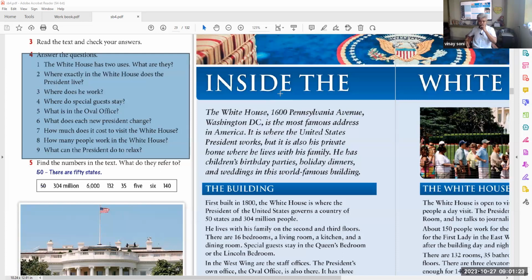It is where the United States president works. Okay. The White House, 1600 Pennsylvania Avenue, Washington DC is where the United States president works.